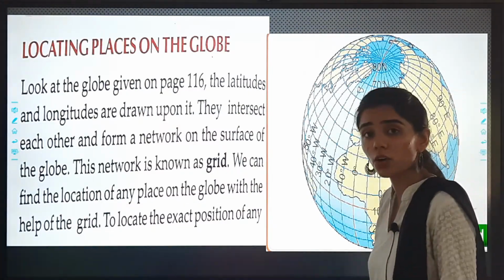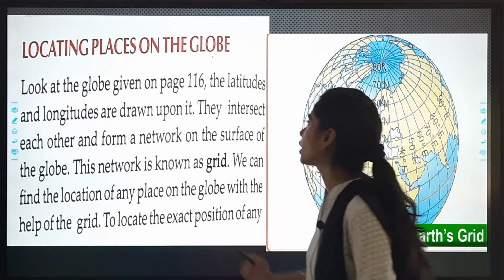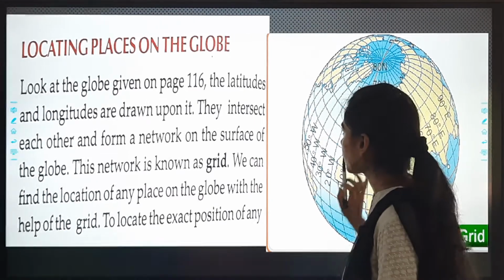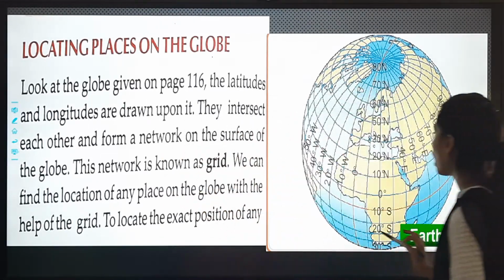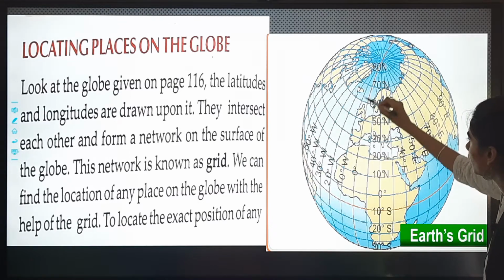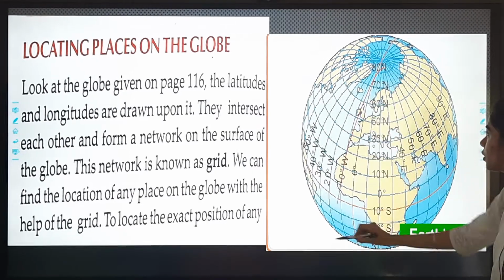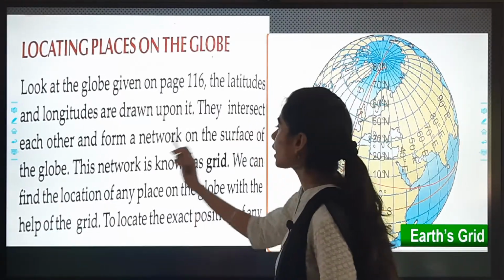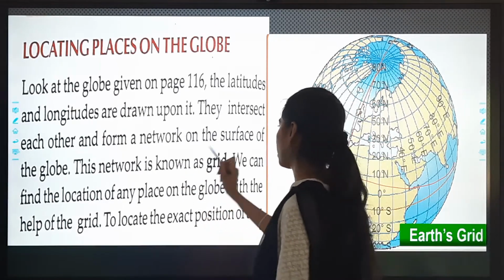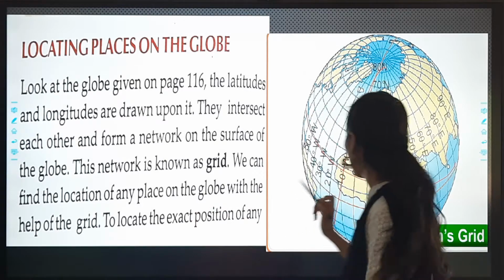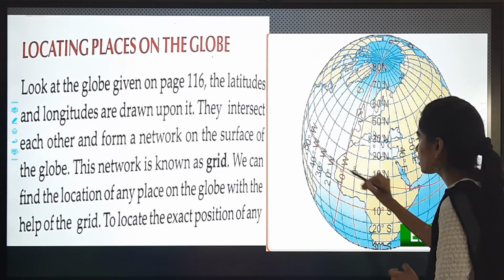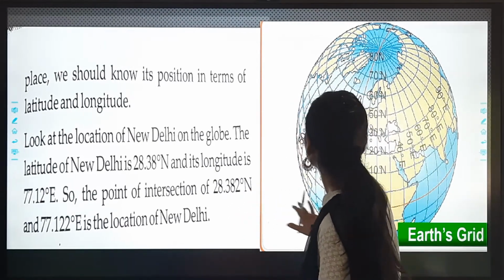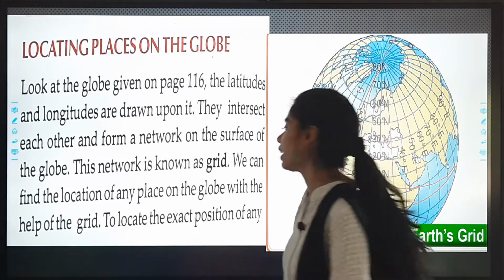Now, locating places on the globe. Look at the globe given on page 116. You can see over here also, I have shown the picture. The latitudes and longitudes are drawn. You can see there are longitudes, there are latitudes. Both are there. They intersect each other and form a network on the surface of the globe. Now see, I drew this line also, so it does intersect, right? So in the same way they intersect. Now what is it? This network is known as the grid.